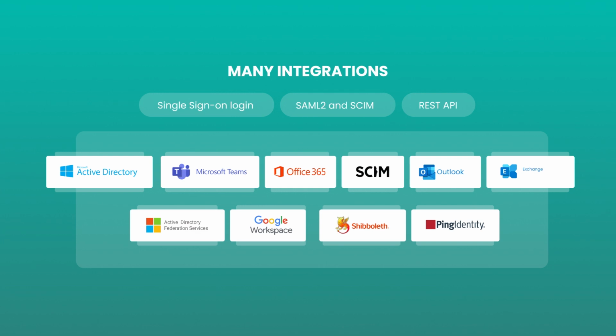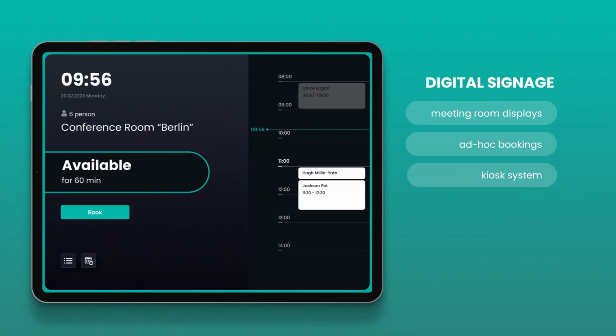Flexopus offers a wide range of integrations. We support single sign-on with Microsoft, Google, and other identity providers. We are also fully integrated into Microsoft Teams and Outlook via Microsoft Exchange Online. The Flexopus digital signage add-on allows you to display room bookings on a device in front of your meeting room, or to use Flexopus as a kiosk system for ad hoc bookings.